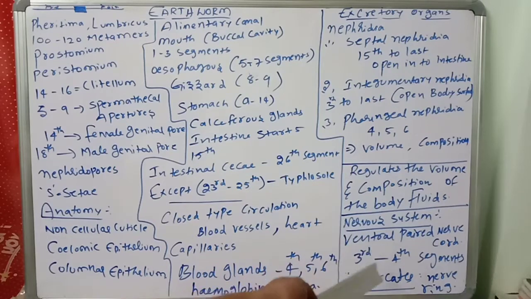Nervous system: ventral paired nerve cord, ganglia. At the third to fourth segments the nerve cord bifurcates and forms the nerve ring. So like that, these are the systems in the earthworm.